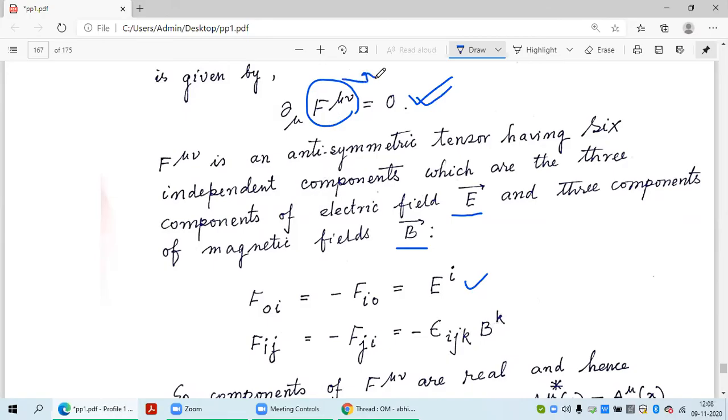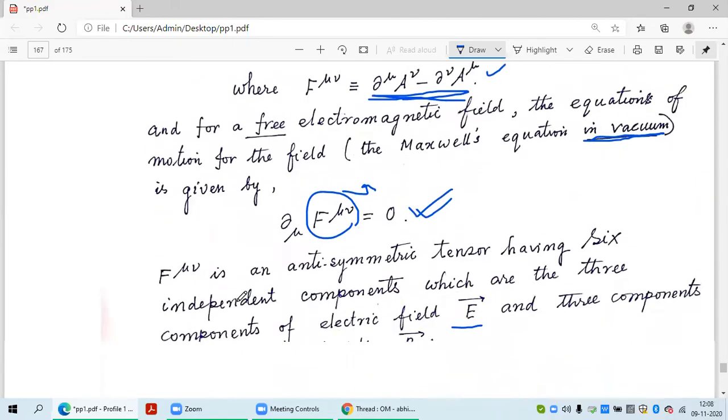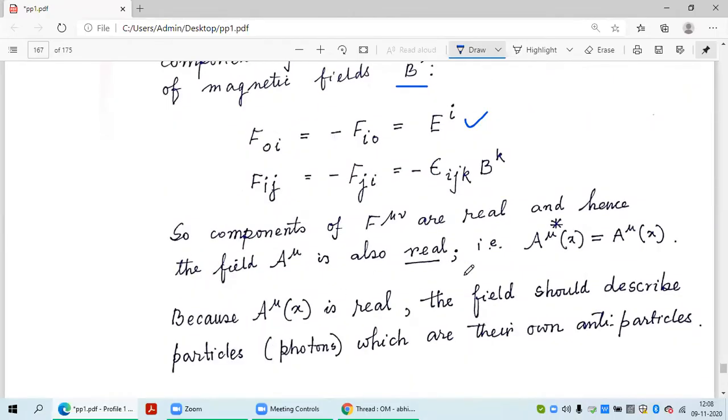Clear? Since F mu nu is real and it is connected to M mu nu by this relation, you can simply say M mu nu should also be real. Therefore, M mu nu is a field where A0 is the scalar potential and vector A is the vector potential. They are real vectors. Clear? Their components are real. They are real things.